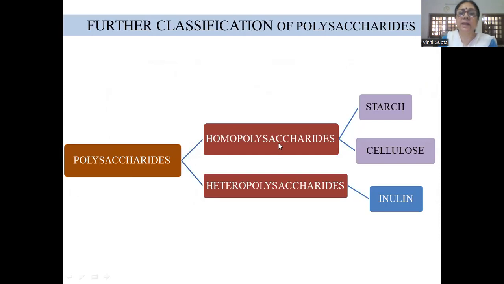Polysaccharides may further be classified into 2 types. They may be homopolysaccharides or heteropolysaccharides. Homopolysaccharides, as the word suggests, homo, are made up of the same type of monosaccharides. They may all be alpha glucose or they may all be beta glucose. And heteropolysaccharides may have different types of monosaccharide units. Examples of homopolysaccharides are starch and cellulose, and an example of heteropolysaccharides is inulin.